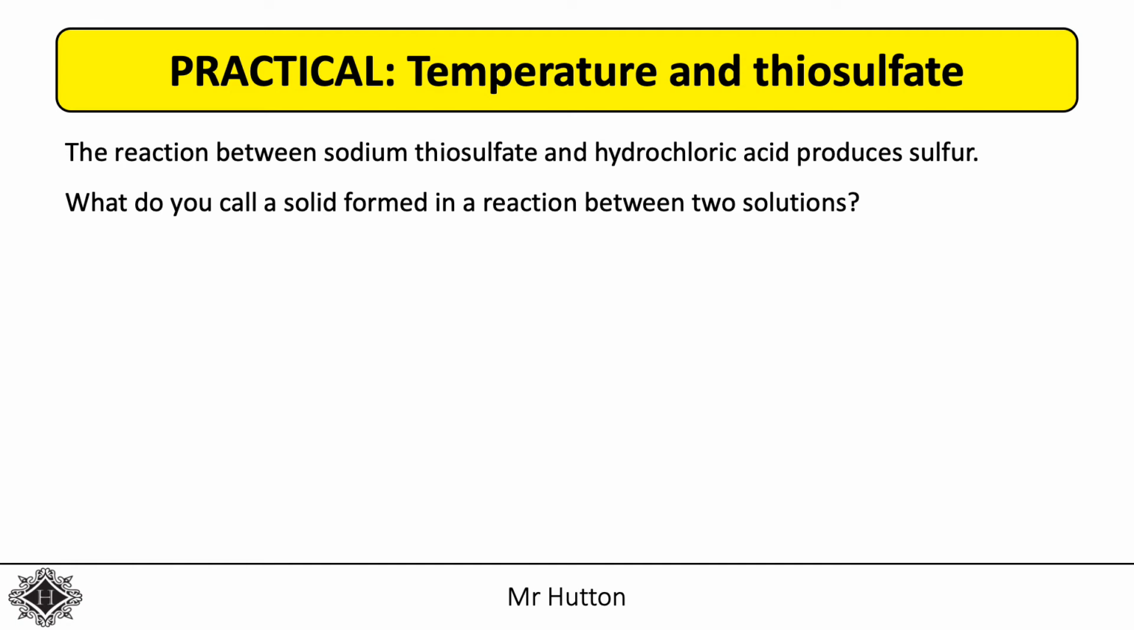So the reaction between sodium thiosulfate, that's probably a new thing you've not heard of. That doesn't matter. We're just using this because it demonstrates our point quite well. So sodium thiosulfate and hydrochloric acid produces sulfur. The sulfur would be a solid in this case. So think back, I think it was the first lesson on measuring rates, we talked about what we call a solid that is formed in a reaction between two solutions. So just pause the video for a moment and see if you can remember what that was.